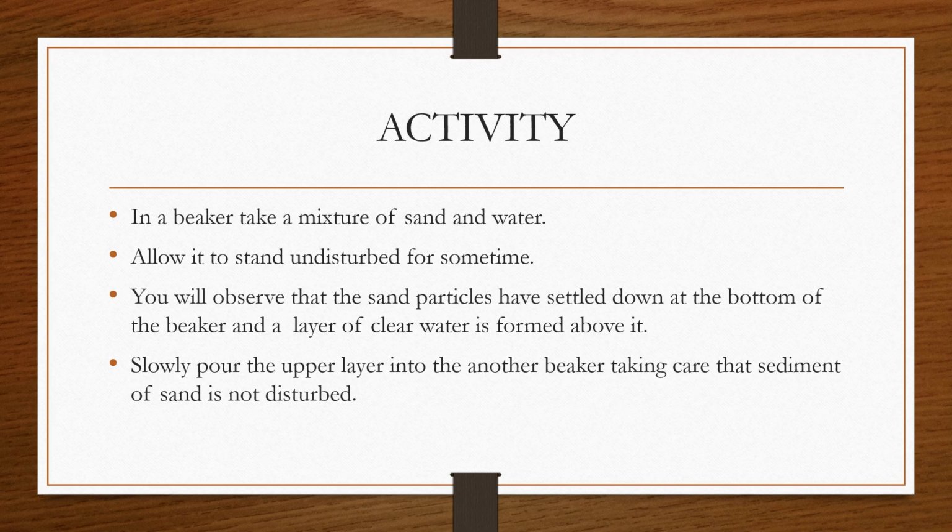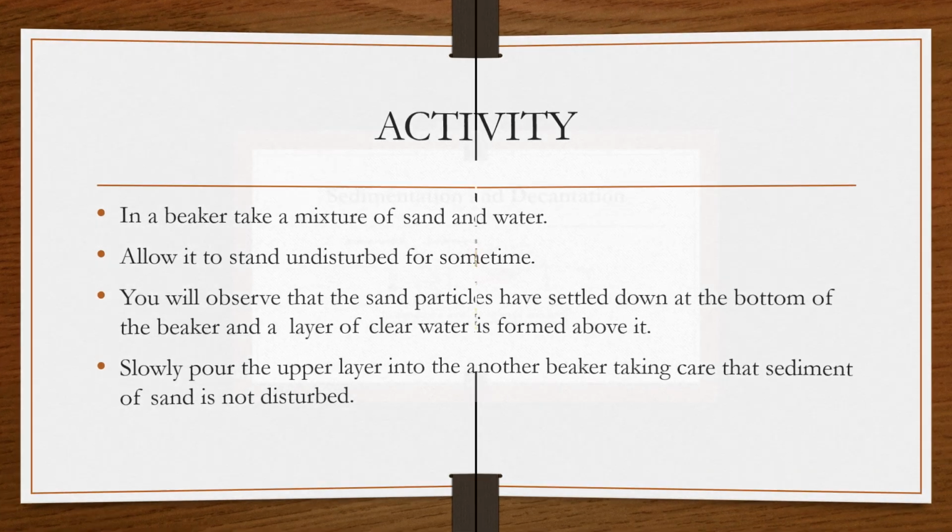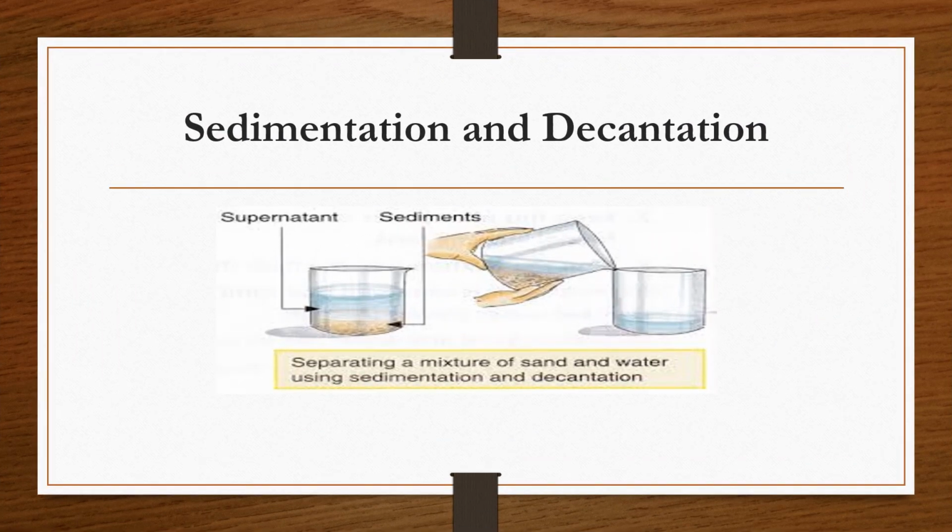Then after some time you will observe that the sand particles have settled down at the bottom of the beaker and a layer of clear water is formed above it. Now slowly pour the upper layer into another container or another beaker, and while doing so, take care that the sediment of sand is not disturbed. So this is the whole process.